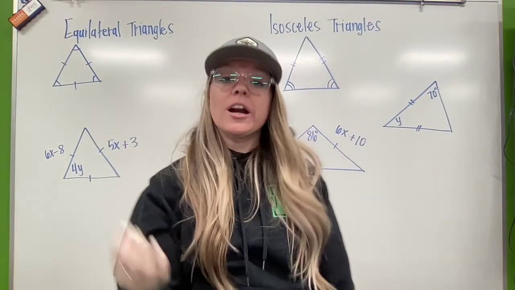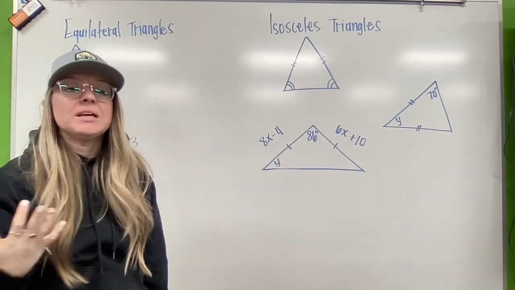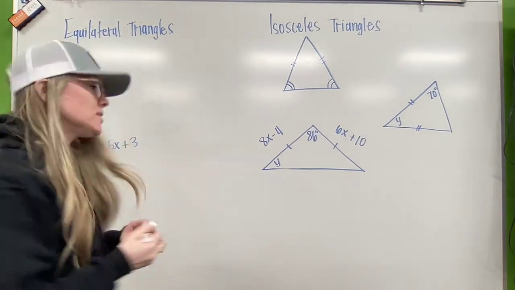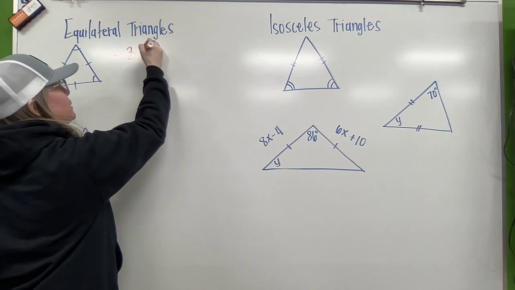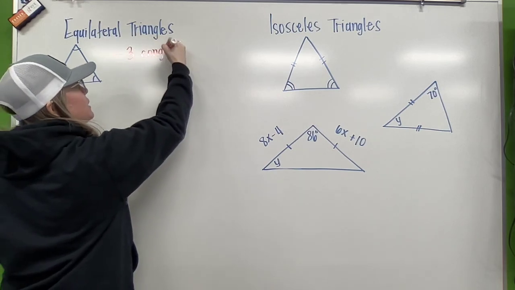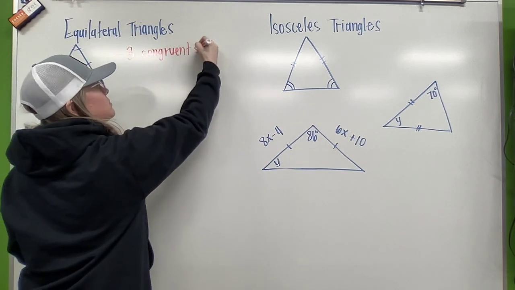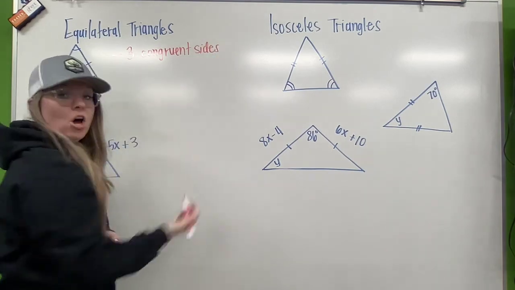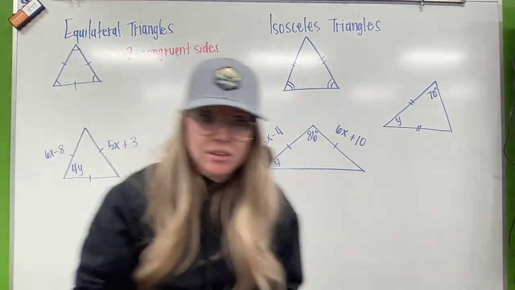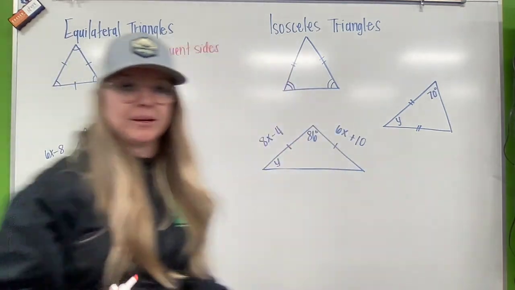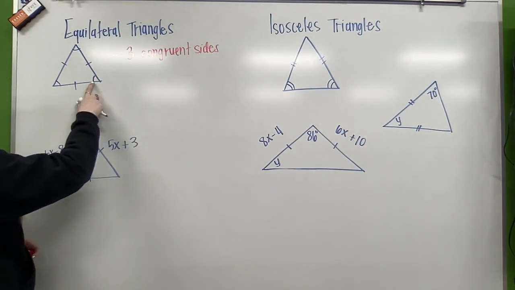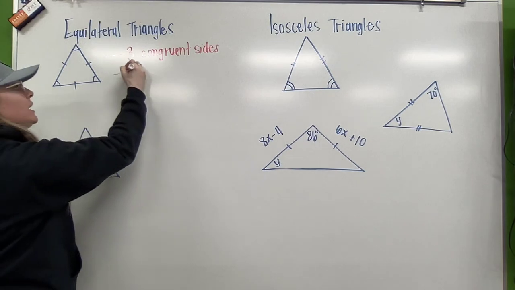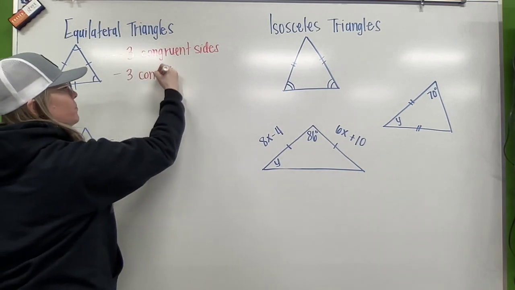Equilateral triangles are named equilateral because they have three equal sides. So equilateral triangles have three, we're going to call them congruent sides, which means all three sides have the same length. Got a little bit of a glare there, sorry about that. Because we have the three congruent sides, we also have three congruent angles.